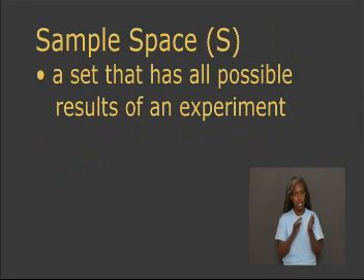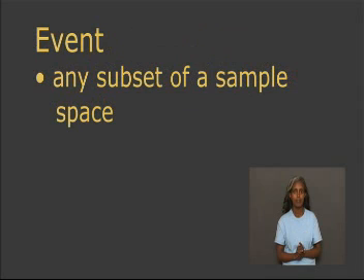A sample space is a set that has in it all the possible results of an experiment. An event is any subset of a sample space. Let us use this example to help us understand. When you throw a fair coin, it will land on either the head, H, or tail, T side.